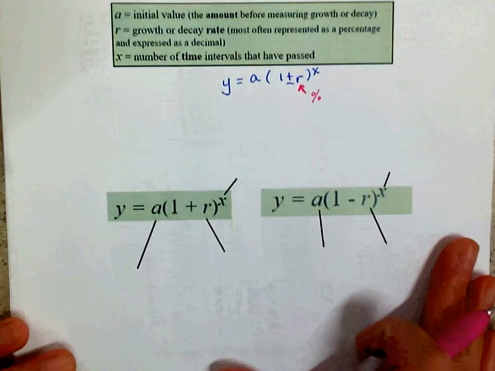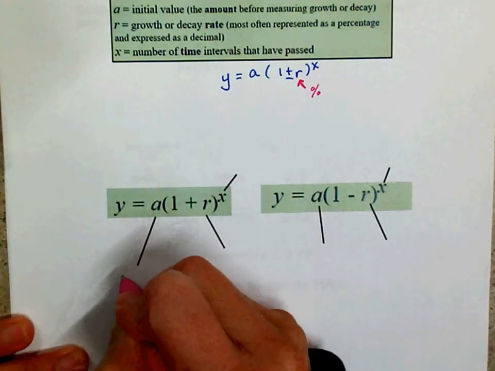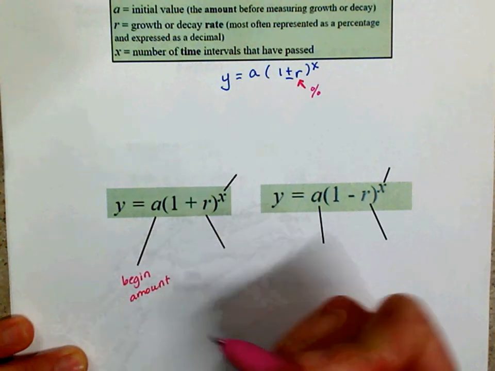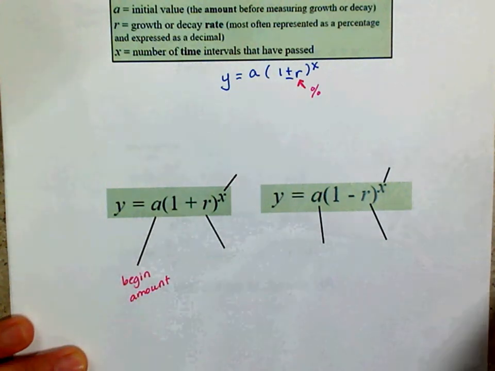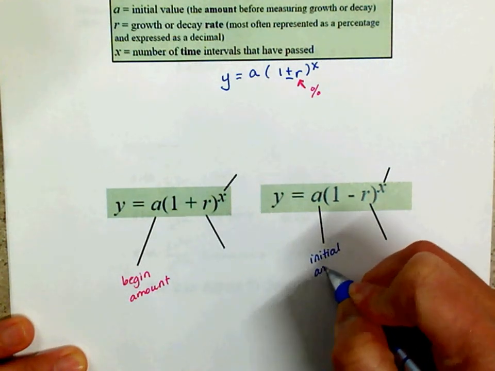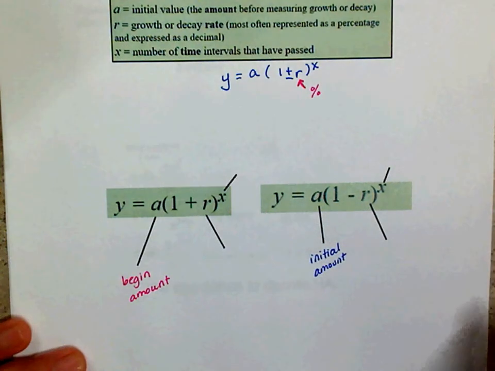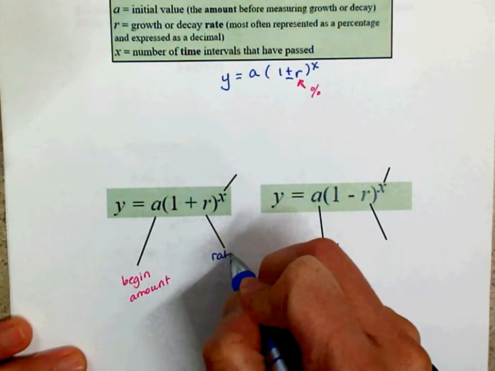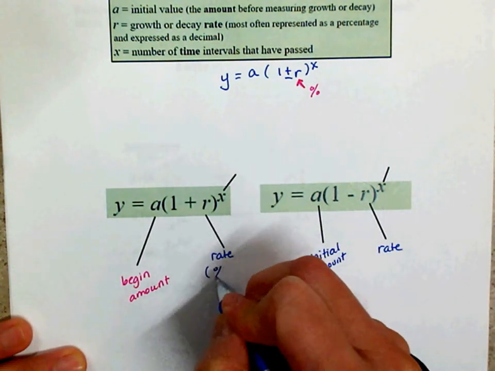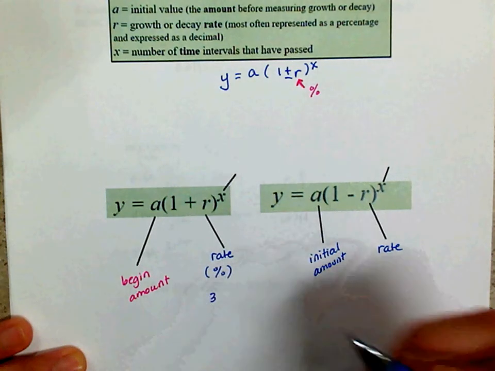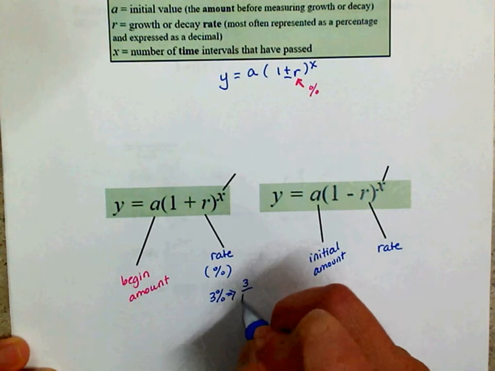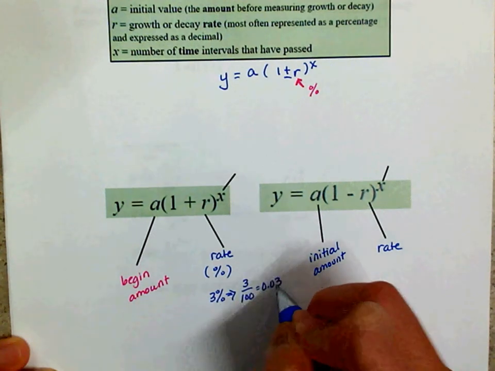All right. A is your beginning amount. What did you start off with? Another word for it is your initial amount. Okay? R is your rate, and it is expressed as a percentage. So if it is a growth rate of 3%, you would write this as 3 over 100, which is 0.03. Just like that. Okay?